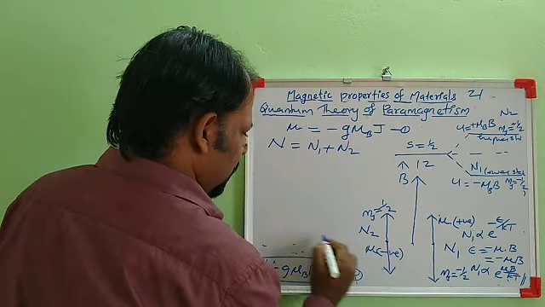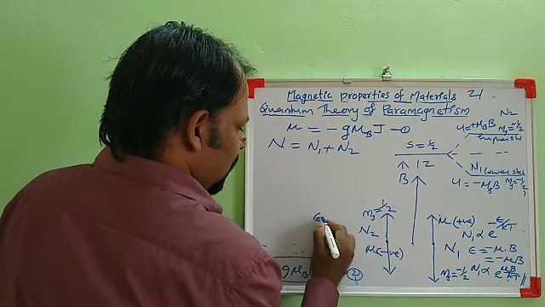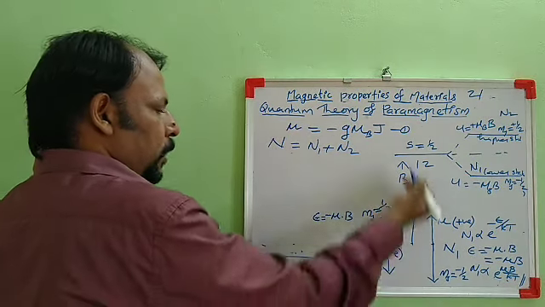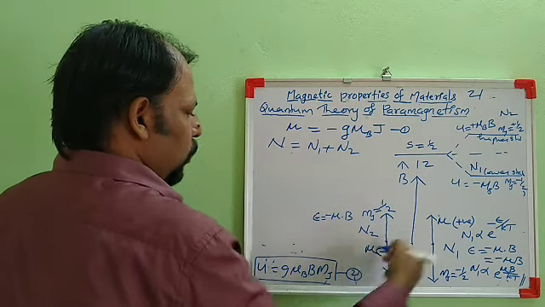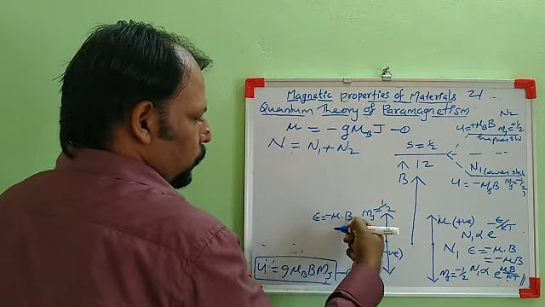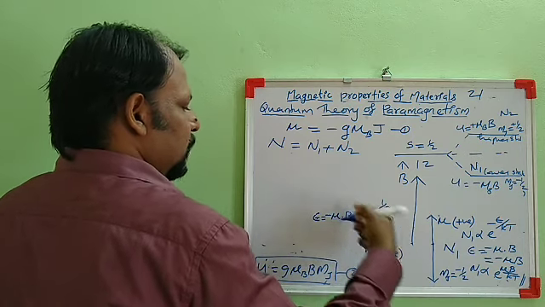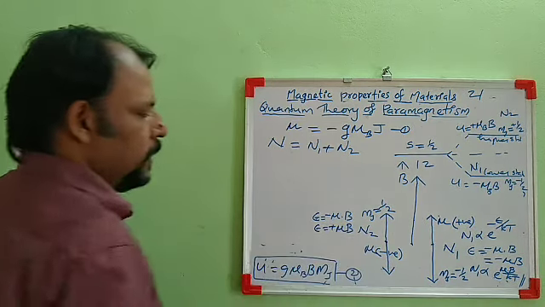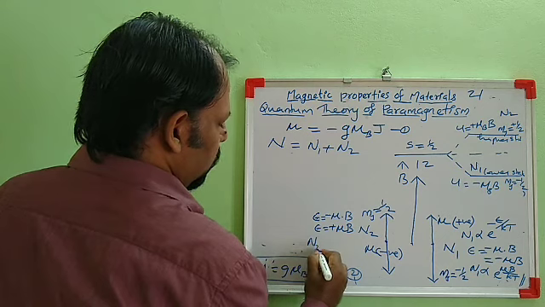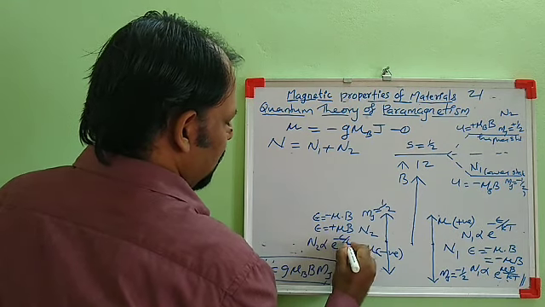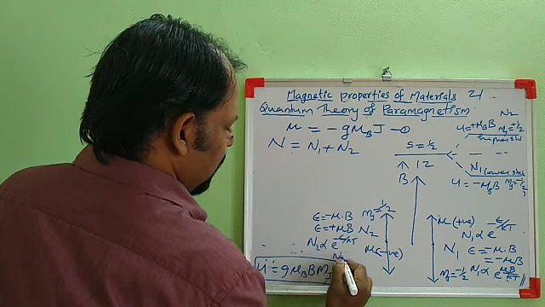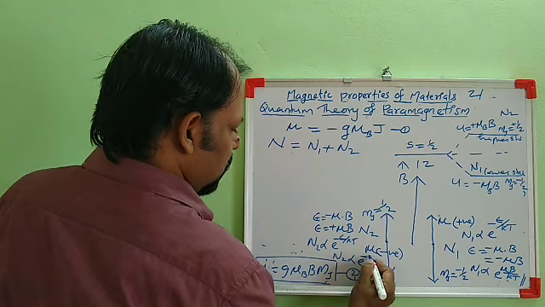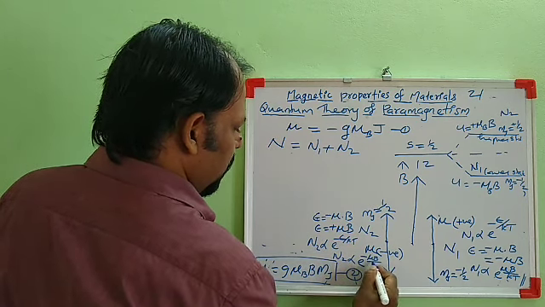In a similar way, if I write the expression for energy, E is minus mu dot B. Here mu and B are in opposite direction. Since mu is opposite to B, it is cos 180, which is minus 1, so E is plus mu B. Then the number of atoms N2 will be proportional to e raised to minus E by kT, so N2 is proportional to e raised to minus mu B by kT.